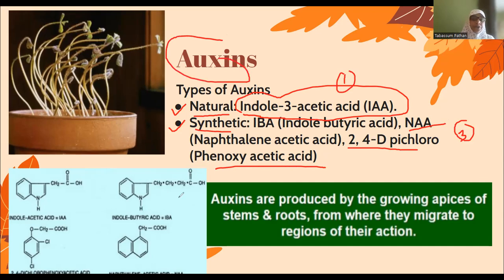Okay, you can see the structures over here. You need not memorize the structure. You have to memorize the name though. Okay. Now, what are these?